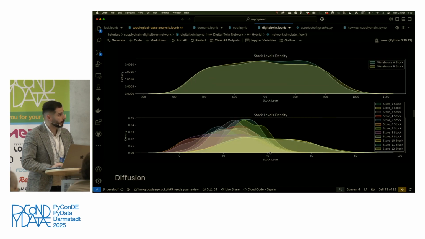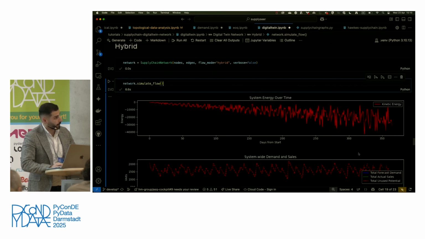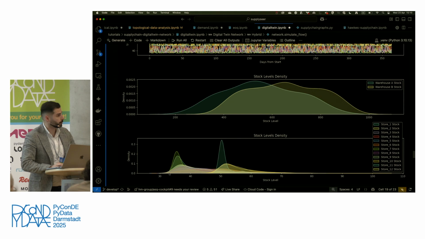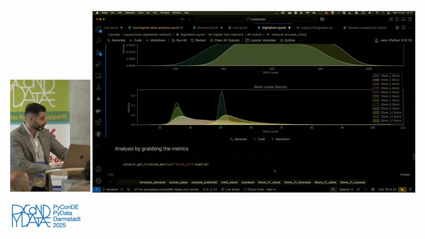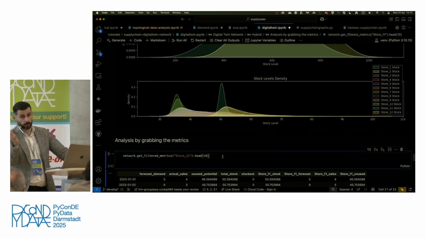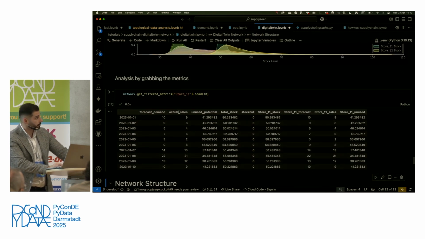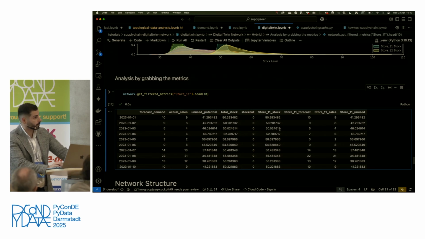While for the classical policy, you could actually have a stock out. You see it's covering 0 and negative values, and it also goes above 80. So when we combine both the classical and the diffusion approach, it tends to behave a bit better. There are no stockouts, there are some peaks, but not as aggressive as the pure diffusion approach. We can also look at some metrics per store or per warehouse. You can get filtered metrics. You can see the forecasted demand, actual sales, unused potential, total stock, and so on.